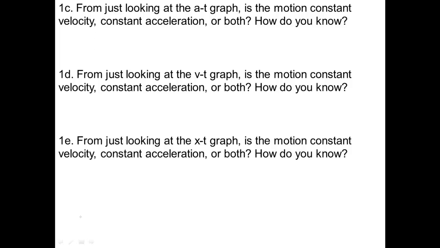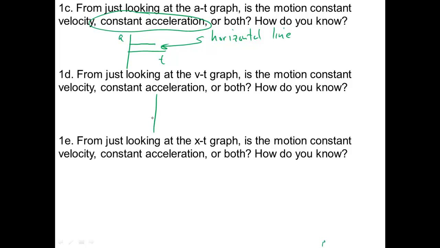1C asks you to look at the acceleration time graph and to say whether the motion is constant velocity, constant acceleration, or both. Well, it's constant acceleration, and here's why. On our acceleration time graph, we decided that it was a constant value. So this flat horizontal line on the acceleration time graph tells us we've got indeed constant acceleration.